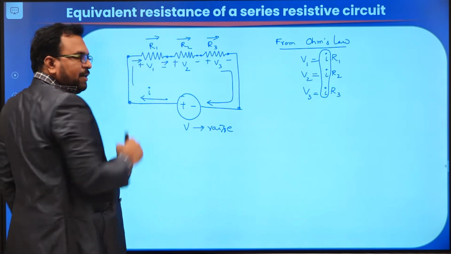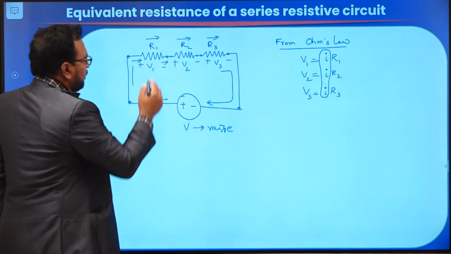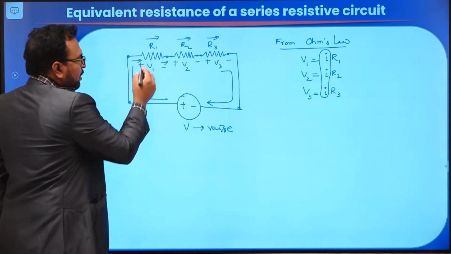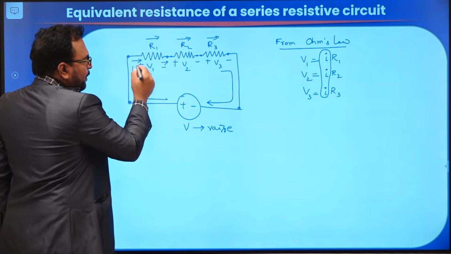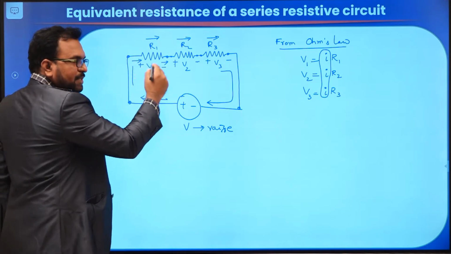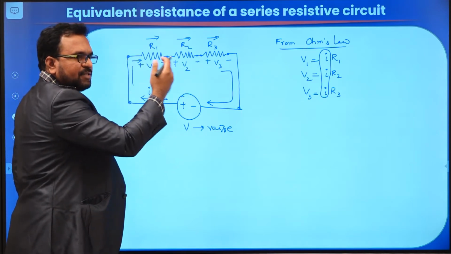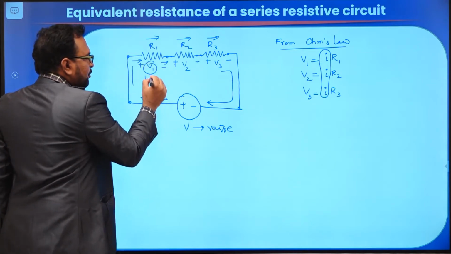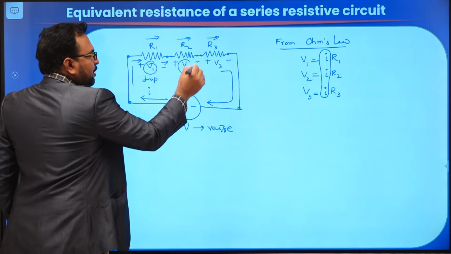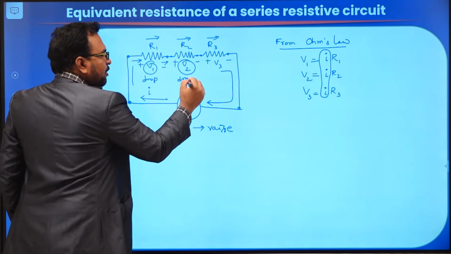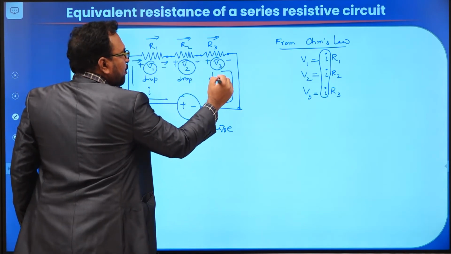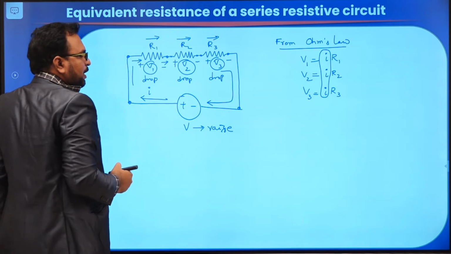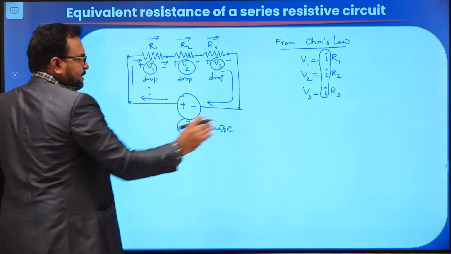Now coming to V1. In case of V1, it means the voltage across R1. The current through R1 is flowing from plus to minus. Plus to minus means positive to negative, which means it is dropping, the value is reducing. That's why we are going to consider V1 as a drop. Similarly, you know that V2 is also a drop and V3 is also a drop. Okay, and V is a rise.